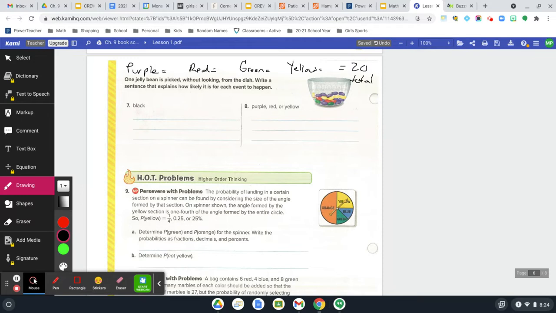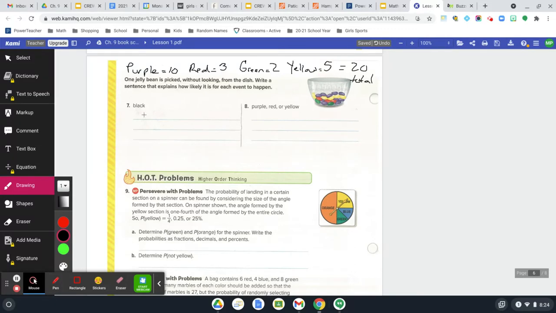And hopefully one's kind of tucked in there with the purple. You should get 10. 1, 2, 3, 4, 5, 6, 7, 8, 9, 10. There's actually a couple of them tucked in there. So there's 10 purple jelly beans in that dish. Red, those stand out a little bit more. There's 3 of those. Green, there's 2. And yellow, 1, 2, 3, 4, 5. And so that should equal 20 altogether.